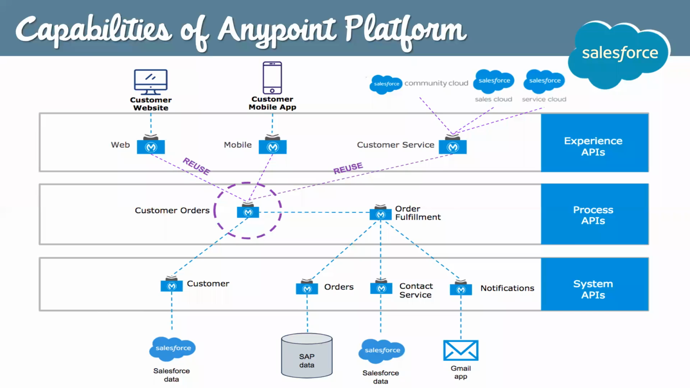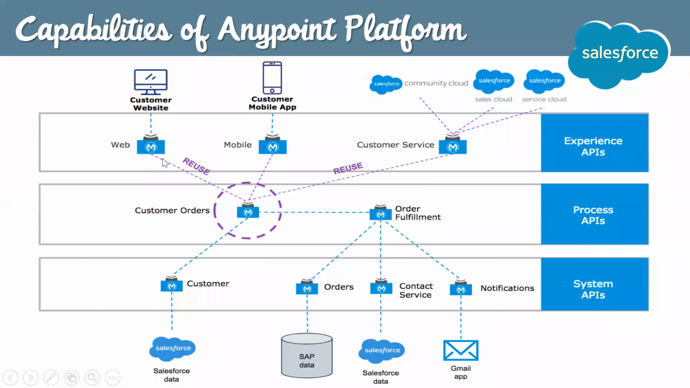All right, so let's look at an example to see how Anypoint platform can be useful. In this complex system, you can see that there are multiple entities, like a customer facing website, a mobile app, and then some Salesforce products like the Community Cloud, Sales Cloud, and the Service Cloud. Now, you can also see that APIs have been written and created on the Anypoint platform at different levels, which includes the experience APIs, then the process APIs, and the system APIs.